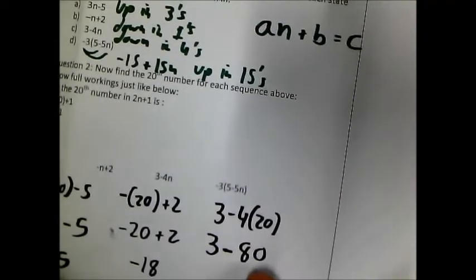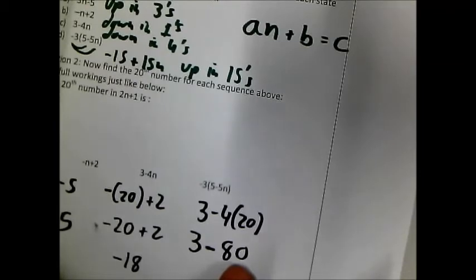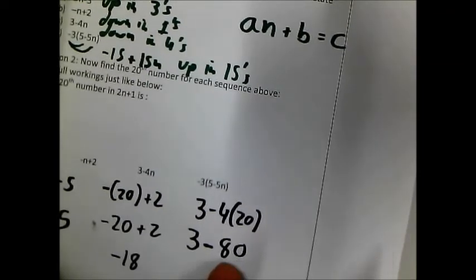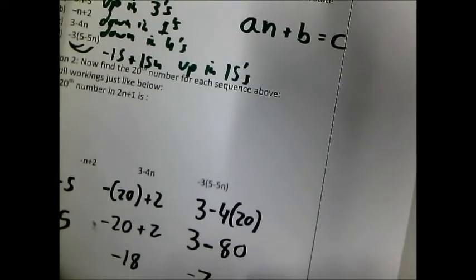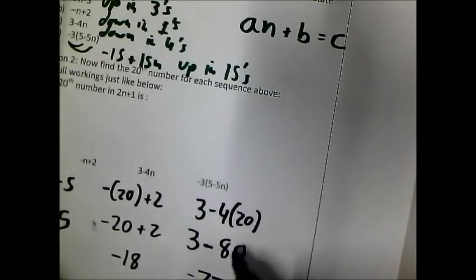And now here it's easy to start with a bigger number, negative 80, and go up by 3. So negative 79, negative 78, this is negative 77. Okay, I've started at negative 80 and gone up by 3.